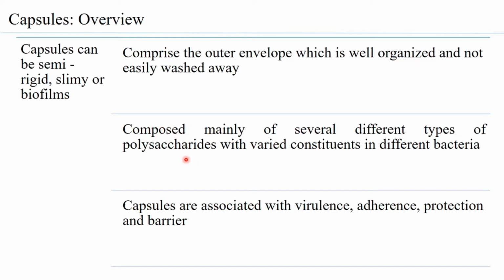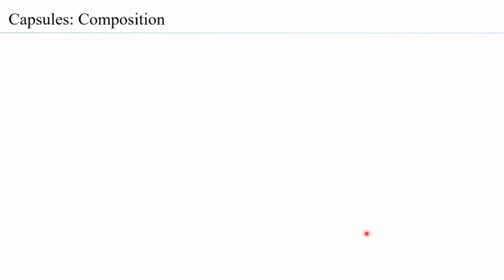Interestingly, the polysaccharides are not made up of only a single monosaccharide; in several bacteria, heteropolysaccharides form the capsules. And other than polysaccharides, that is, carbohydrate moieties, one also sees peptide moieties present in the capsules. Definitely the capsules are associated with virulence, adherence, protection, and barrier. Now we will look at all of these in a little more detail.